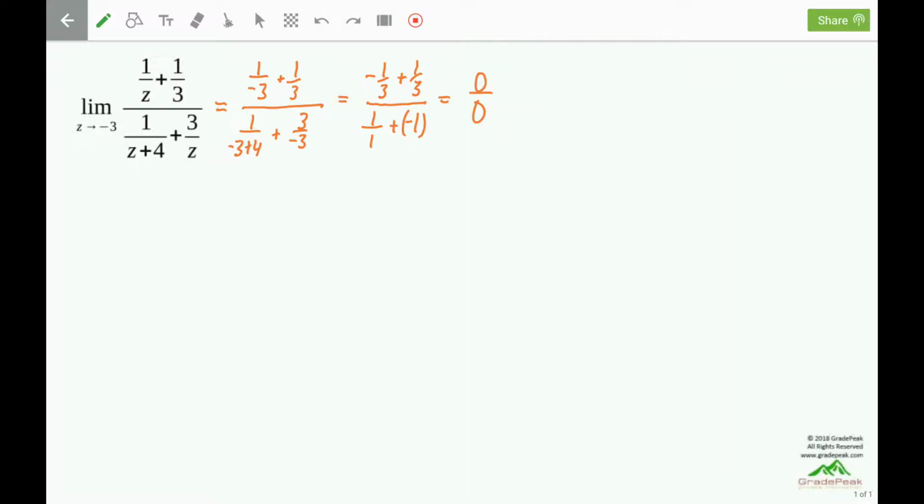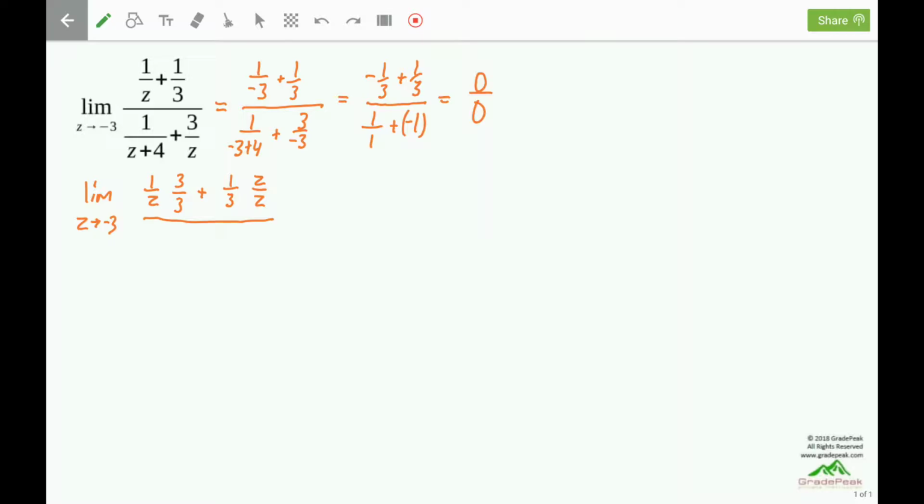Since we have fractions, we're going to try the common denominator method to rework this. Now we actually have fractions in both the numerator, there are 2 of them, and the denominator, there are 2 of them. For the numerator, the common denominator will be 3 times z. I need to multiply the first fraction, 1 over z, by 3 over 3. And the second fraction, 1 over 3, I need to multiply by z over z to produce the common denominator for the numerator fractions.